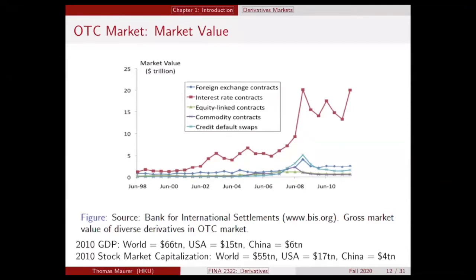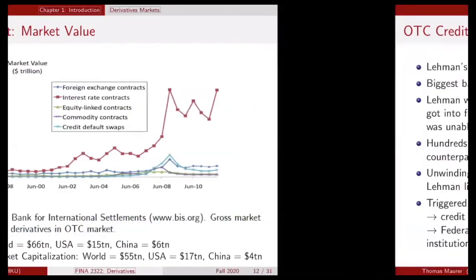And just to put this into comparison, that's about half of the market capitalization of all the stocks, so meaning all the values of all the publicly listed corporations in the world. And it's also about half of what the entire world produces in any given year, or here in 2010. Okay, so again, just illustrating that not just the notional value is massive, but actually also the current value of these contracts is very big.